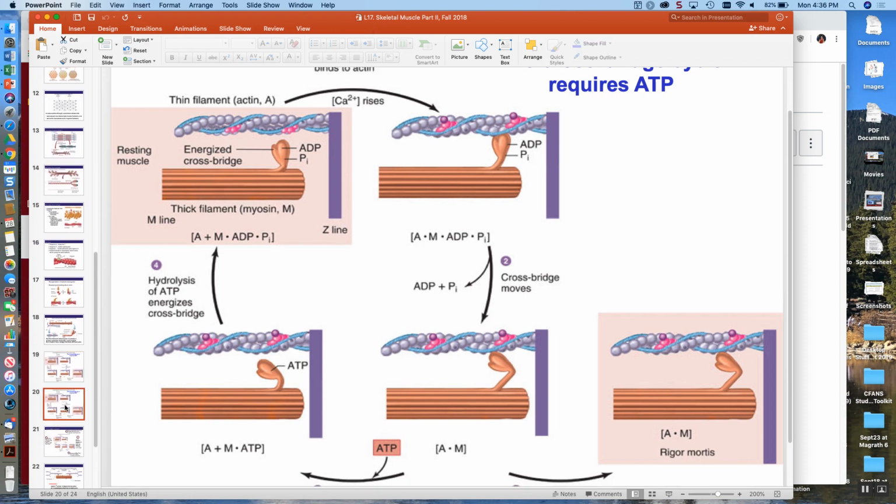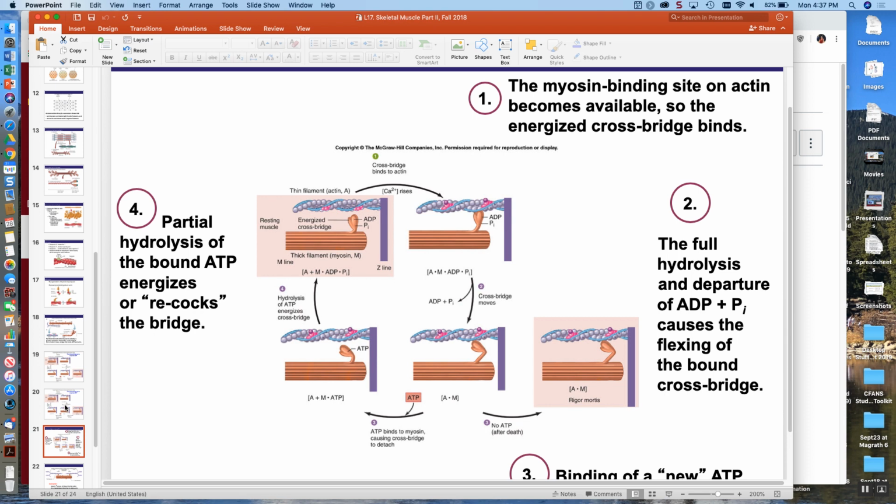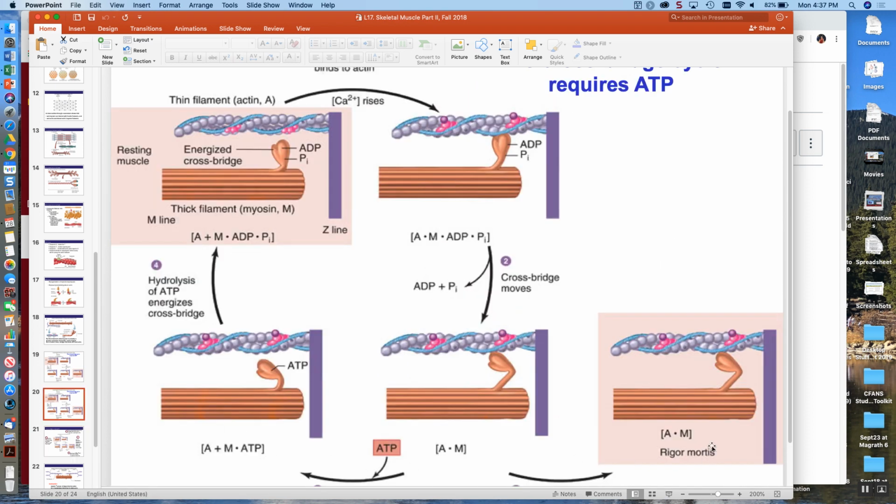Okay, so how do you feel about cross-bridge cycling? Remember we talked about rigor mortis. If there's no ATP within the cell, like what happens after death, then there's a persistent contraction because there's no ATP to actually dissociate actin from myosin. That's called rigor mortis.